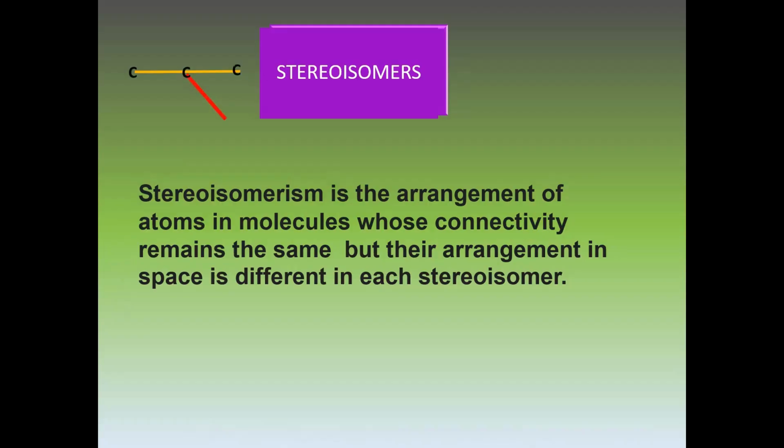Look, the group attached may be orientated in this way, and in the second isomer, this group may be orientated in this way. You can see here, connectivity is with the same carbon, carbon number 2, but orientation in space has changed. Similarly, it may be down or up. These two isomers will be different and they will be stereoisomers of one another.